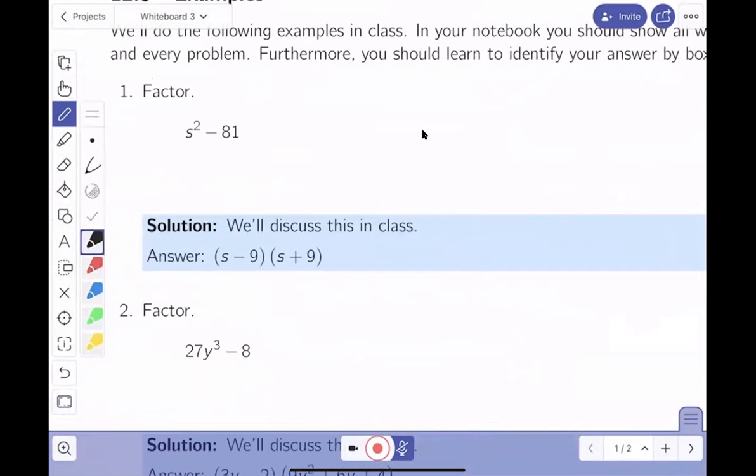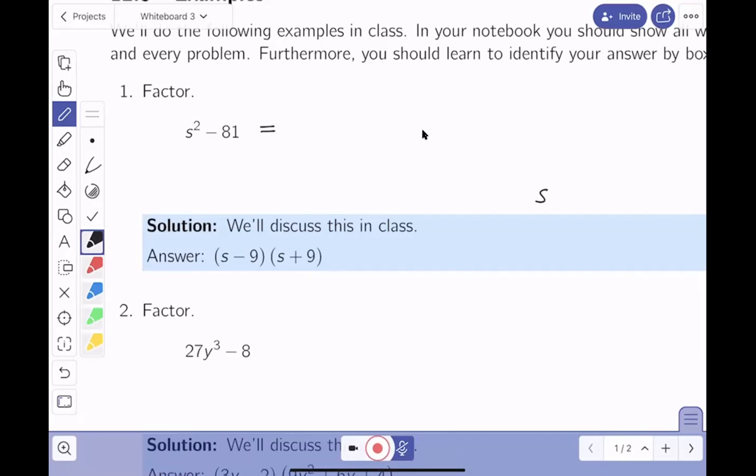Looking at the problem, they said factor. Certainly, there's no GCF. There aren't 4 terms, so I would never try grouping. But I do notice there's a quadratic, and I would say I could definitely try this one by trial and error.